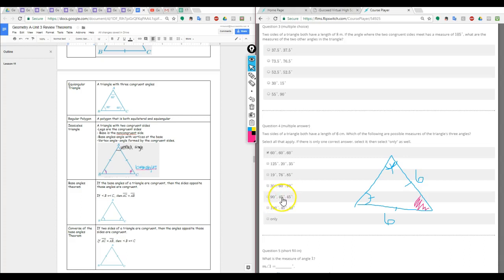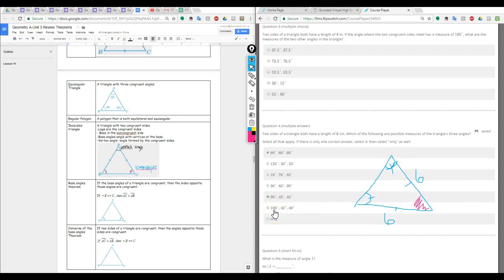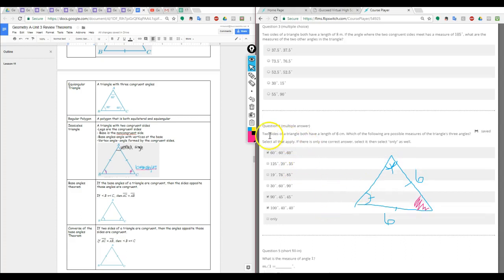90 degrees, 45 degrees, 45 degrees. 2 of the same angle, 45 and 45. Now does it total 180? 90, 45, and 45 does equal 180. The next option that we could have is possible, 100 and 40 and 40. Well, they have 2 of the same angles. 40 and 40 is 80. 80 and 100 is 180. So those are our options that we could have if we know that 2 sides of a triangle both have the same length.